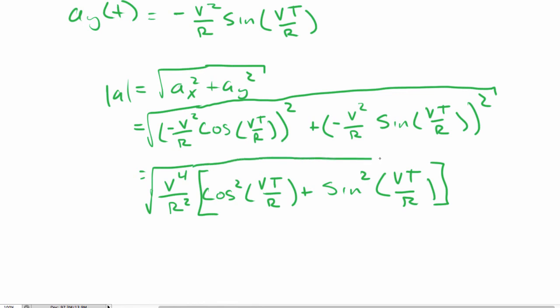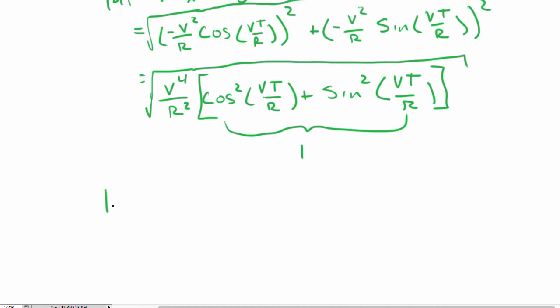All right. Now, if you're paying attention, you might see where this is going, because you know that cosine squared of anything plus sine squared of that same thing is equal to 1. So this whole thing is just 1. And so what we're left with for the acceleration is the square root of v to the fourth over r squared, which is just v squared over r.